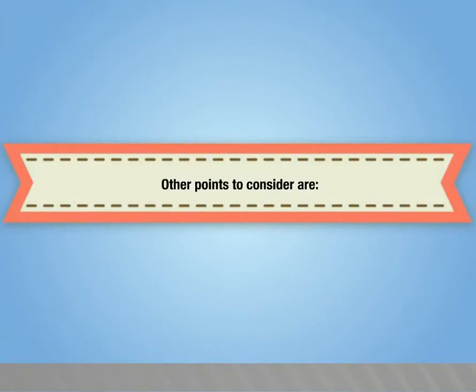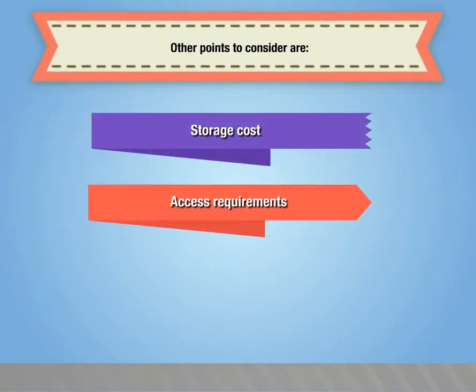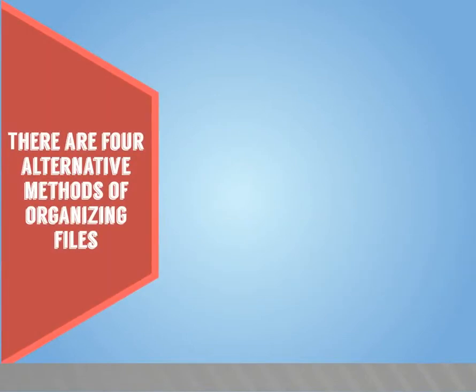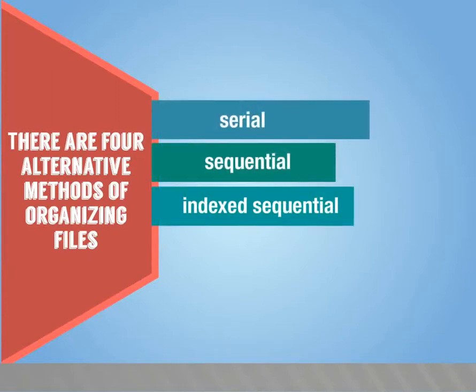Other points to consider are storage cost, access requirements, file privacy, integrity, security, and confidentiality. There are 4 alternative methods of organizing files: serial, sequential, indexed sequential, and direct access.